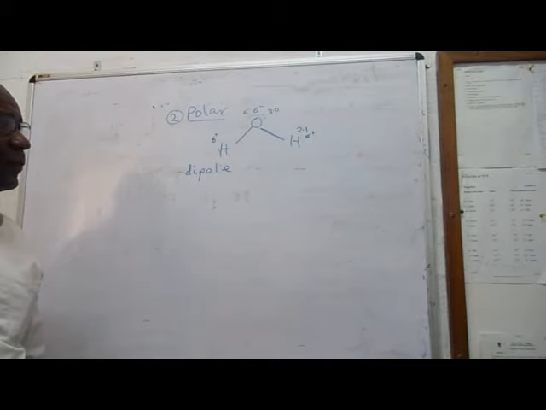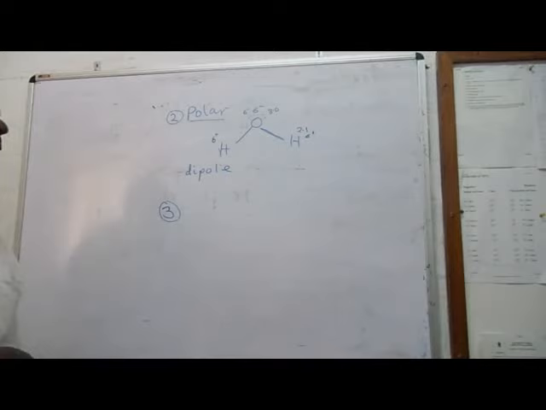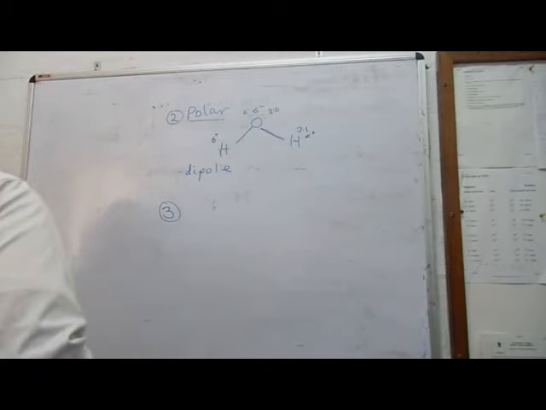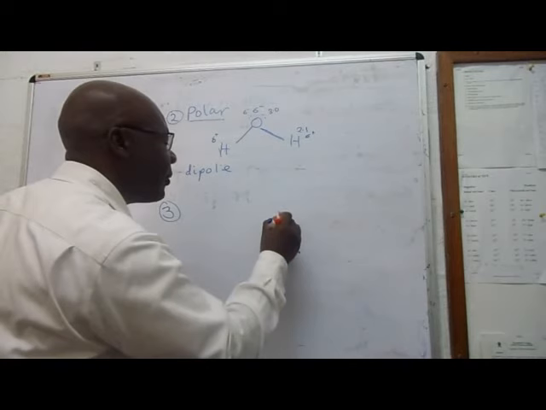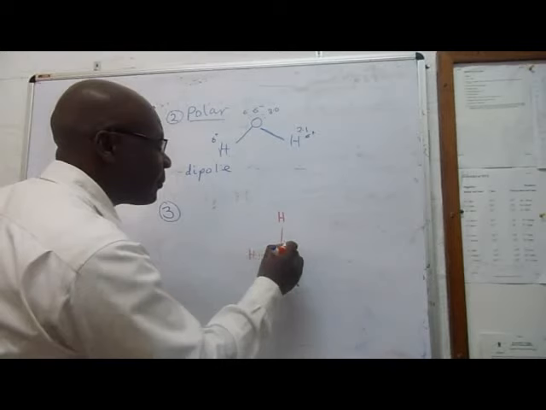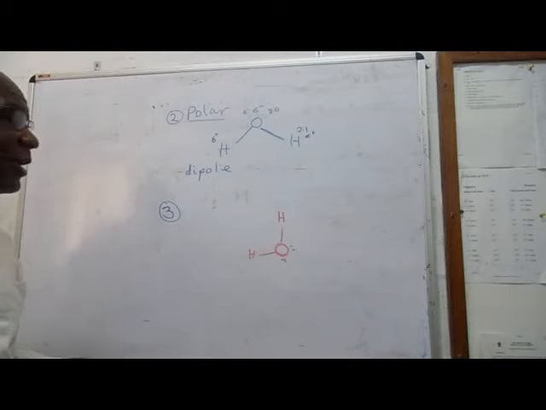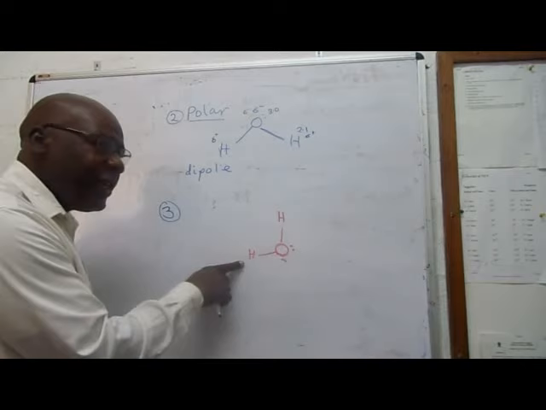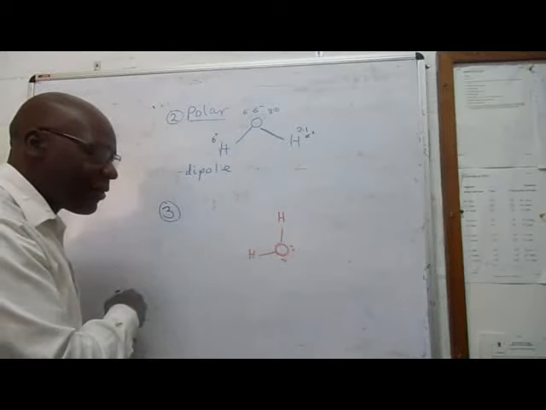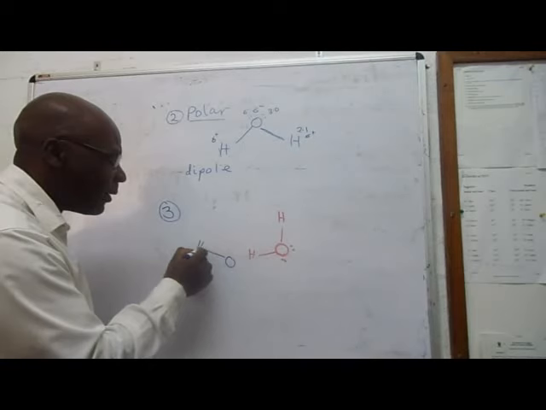That's the second property. Third property. Let me draw the water molecule this way, with a different marker. What we have found is that the hydrogen is partially positively charged, oxygen is partially negatively charged. So since hydrogen is electron deficient, it will look for wherever it can find electrons to share. So if there was another water molecule here, we draw another water molecule here, with two lone pairs.